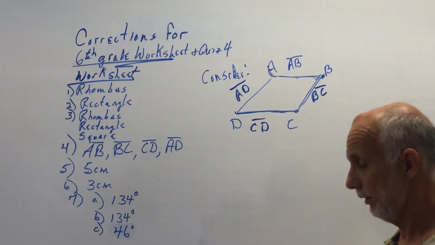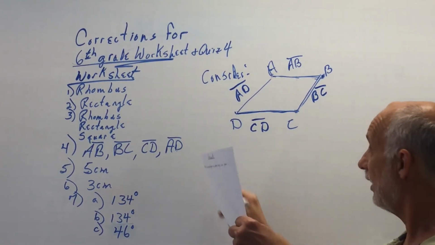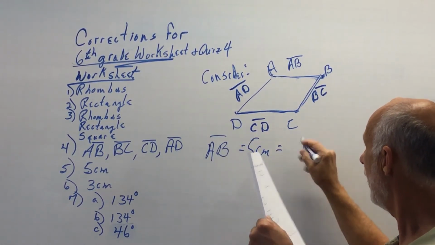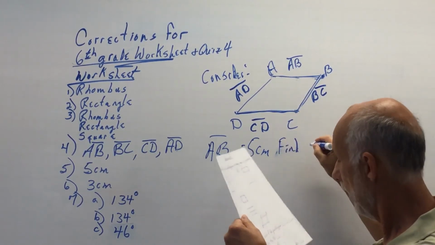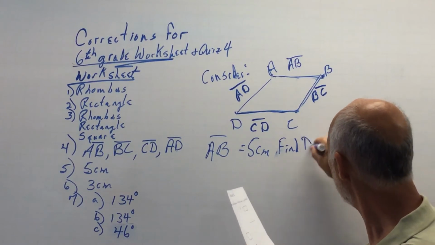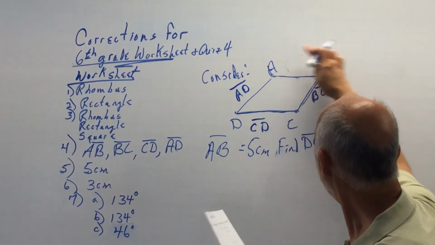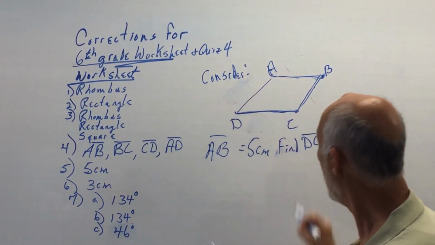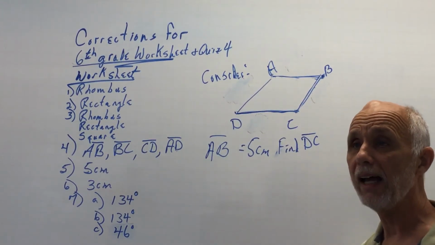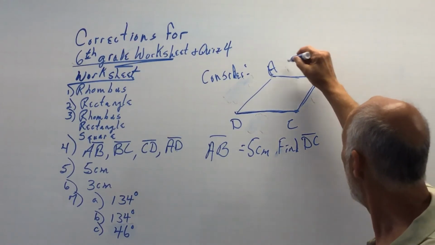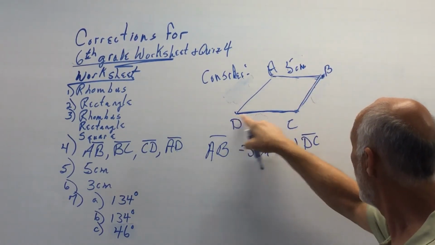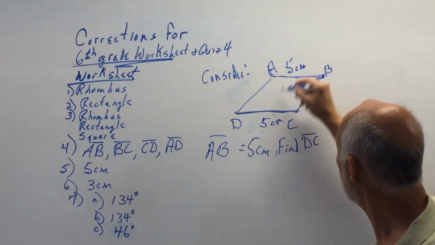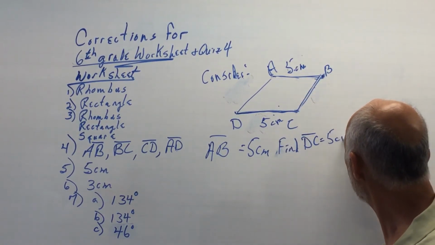Anyway, number 5 says line segment AB is equal to 5 centimeters, and it wants you to find line segment DC. By the way, we learned on the back of the last quiz 3 corrections, I gave you some notes, and one of them said opposite sides of a parallelogram are congruent. So if line segment AB was 5 centimeters, then line segment CD or DC is opposite it, and it's 5 centimeters, because opposite sides are congruent. So that's your answer right here.